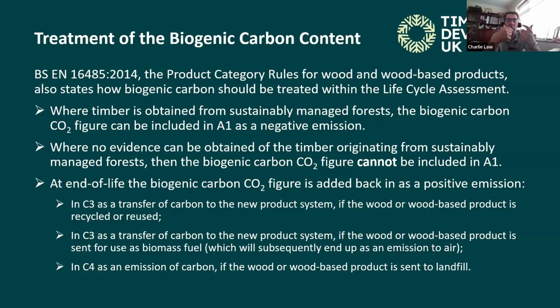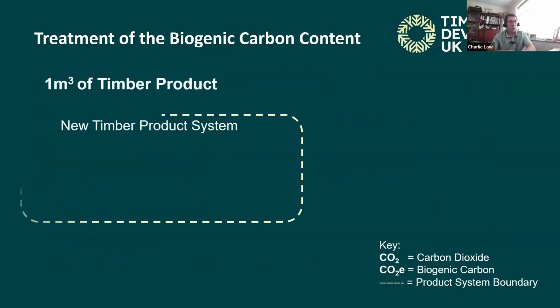You sometimes might hear this called the minus one plus one calculation for biogenic carbon. In C3, that would be added in as a transfer of carbon to a new product system if the wood or wood-based product is to be recycled or reused. If the wood or wood-based product is to be sent for biomass, which obviously subsequently emits to air, but it's not within our system, it's within the energy generation system in that situation. Or it goes in as a C4 emission if the wood-based product is sent to landfill.